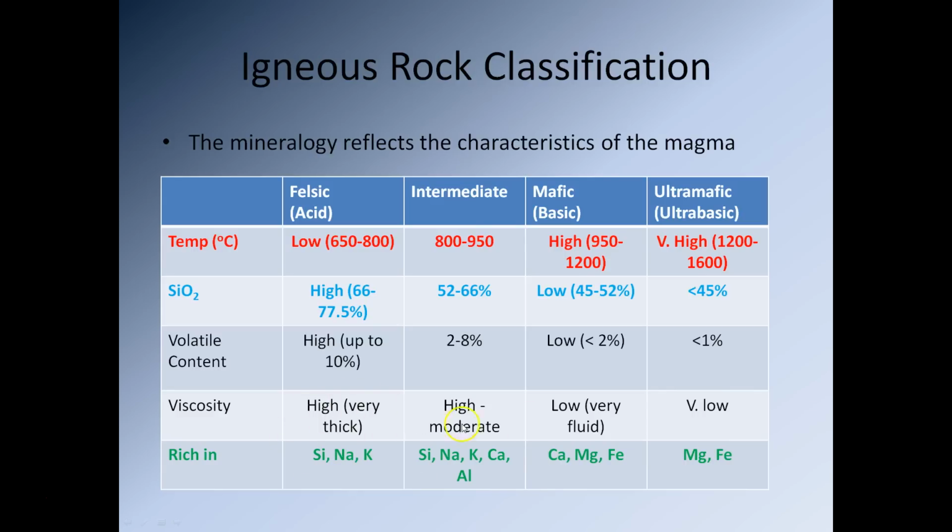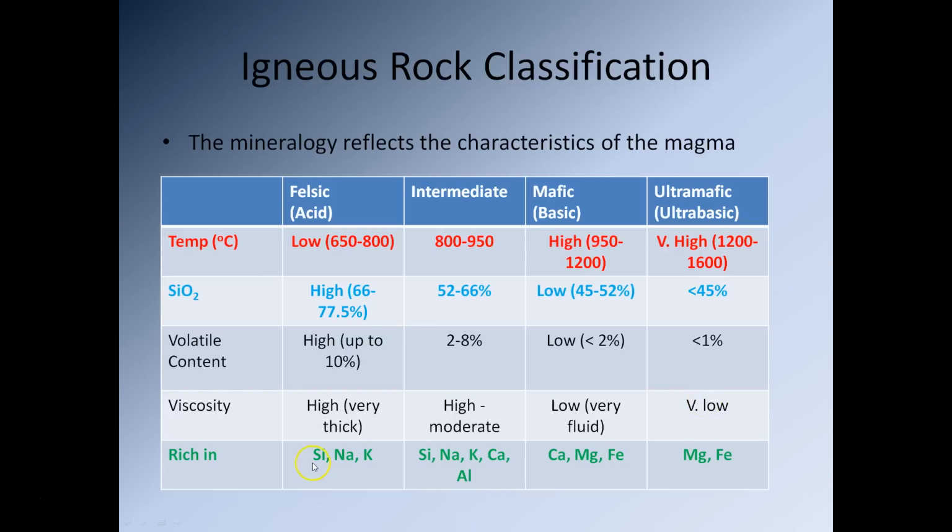And the viscosity is a direct reflection of the amount of silica and the temperature. The higher the temperature, the lower the viscosity. Essentially, the higher the amount of silica, the higher the viscosity. So felsic magmas are low temperature and high silicon, so they have a very, very high viscosity. In contrast, ultramafic magmas are very high temperature, very, very low silica, and as such, they are low viscosity.